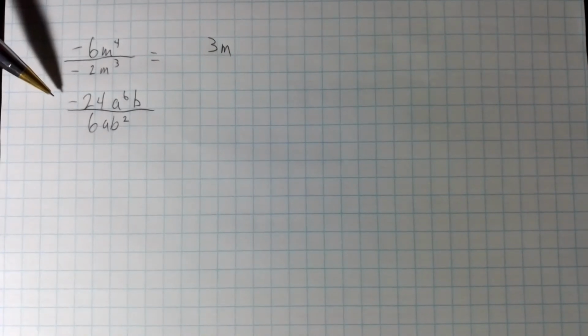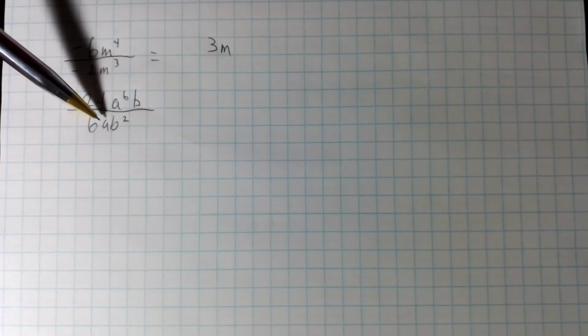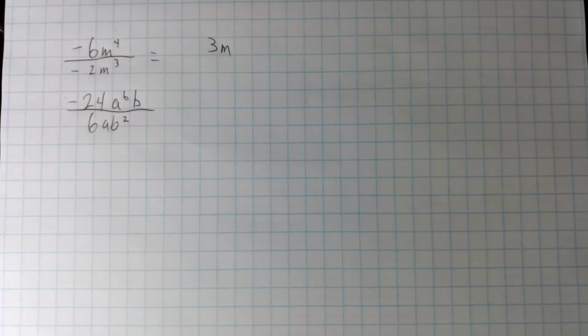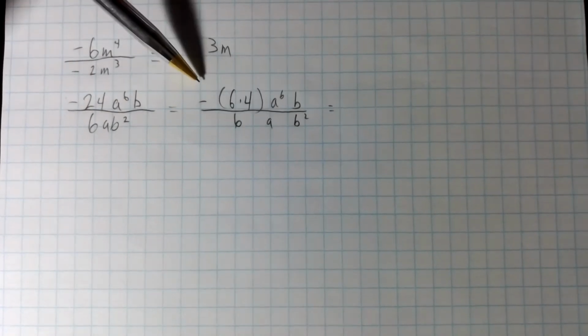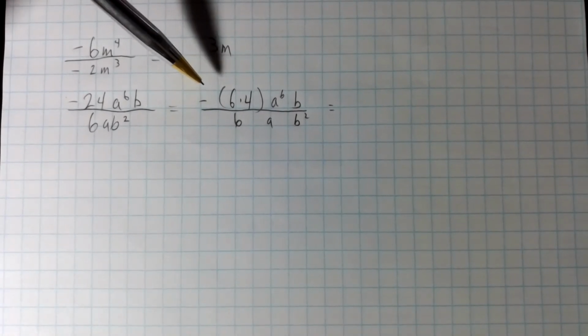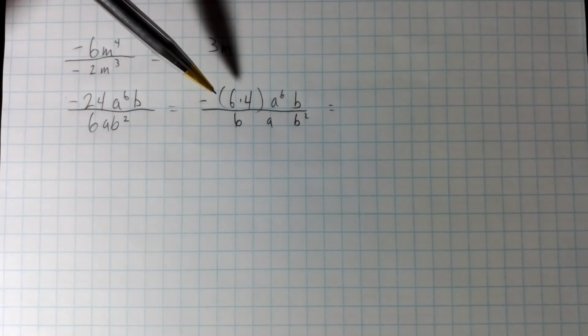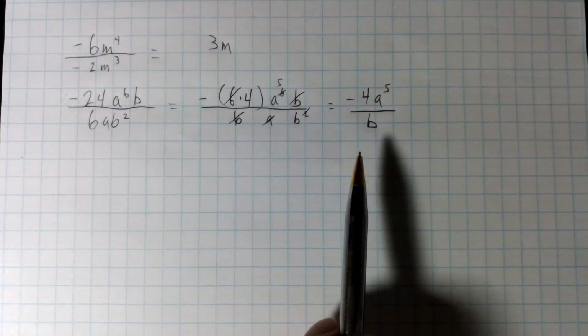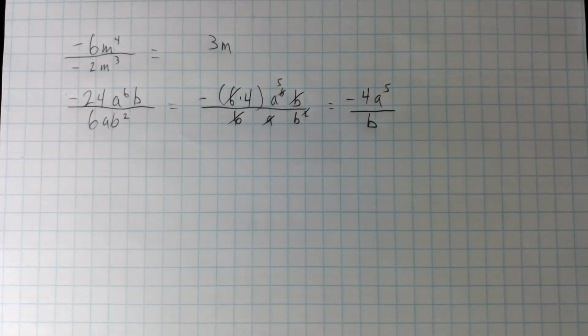Okay, so for our next problem, not going to do everything in my head on this one. I know I'm going to have a negative sign. I'm going to see that the a's are going to cancel and the b's are going to cancel, but my 24 and 6, I'm going to write this out. And, you know, I did write it out, but if you're really good, it wasn't necessary. My 6 are going to cancel. Alright, after some canceling, I get negative 4, a to the 5th divided by b.